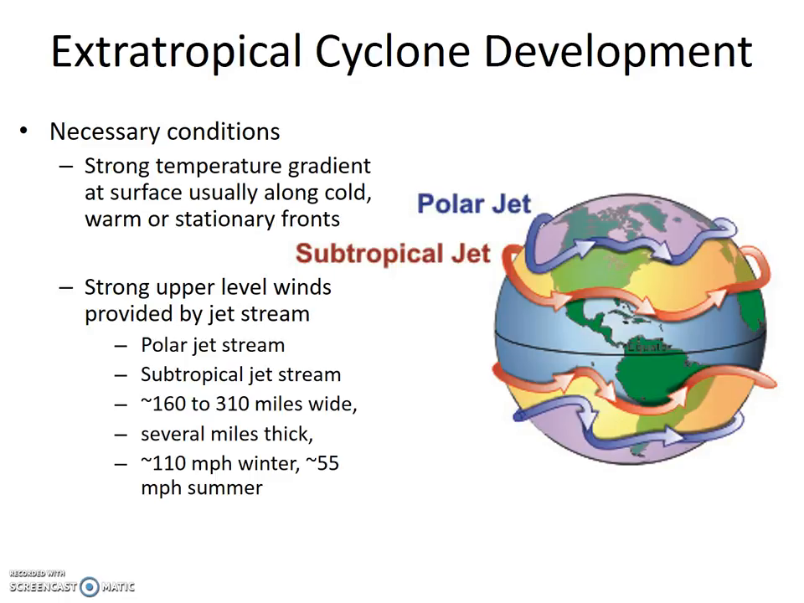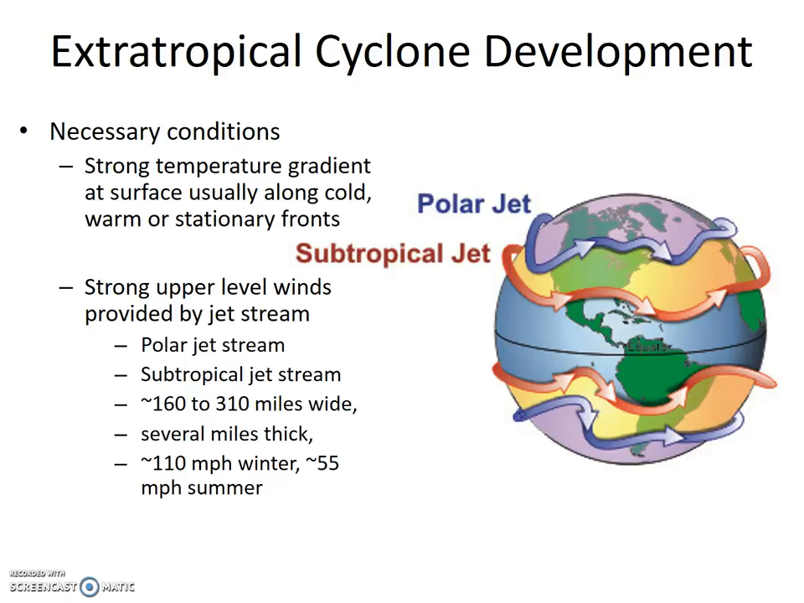Cyclone Development and Movement. Moving on to extratropical cyclone development. Necessary conditions include a strong temperature gradient at the surface, usually along cold, warm, or stationary fronts, and strong upper level winds provided by the jet stream. The jet stream could be the polar jet stream or the subtropical jet stream, or even both.